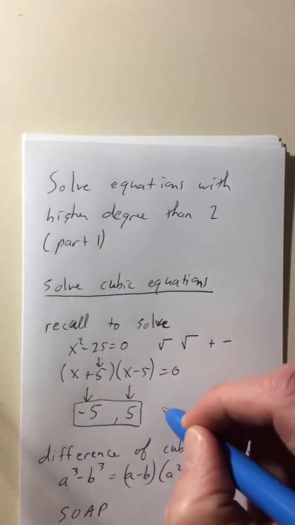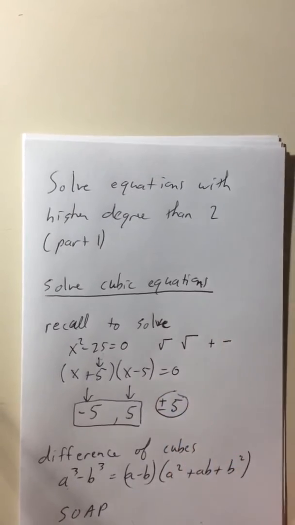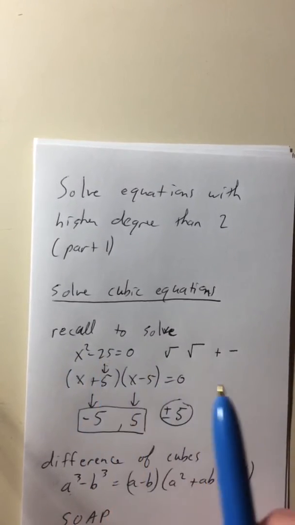And for those of you that are cool, like Ms. Pender and I, you could write plus or minus 5. So this is the difference of squares because these are, well, squares.